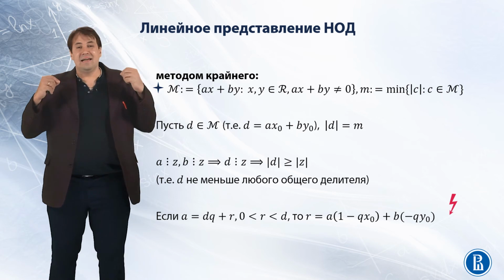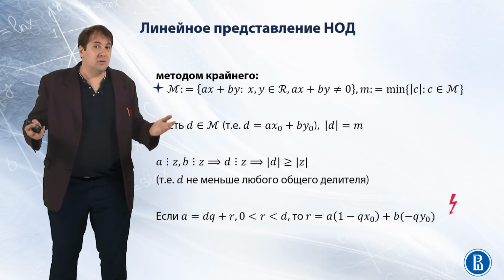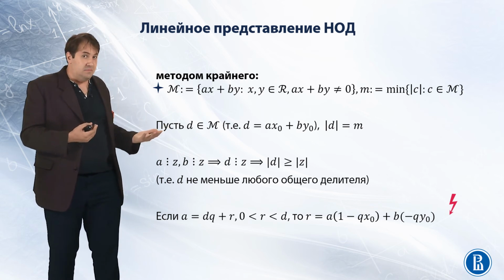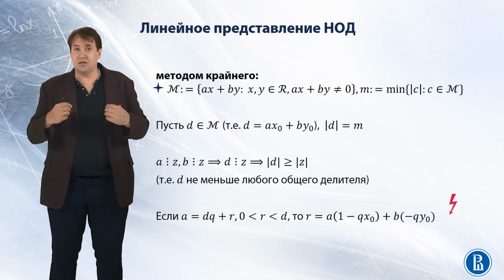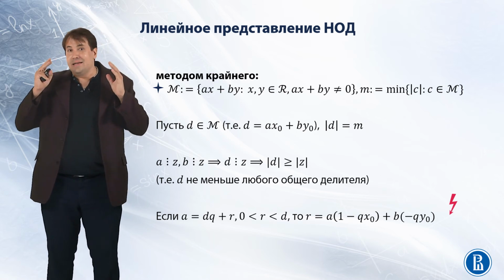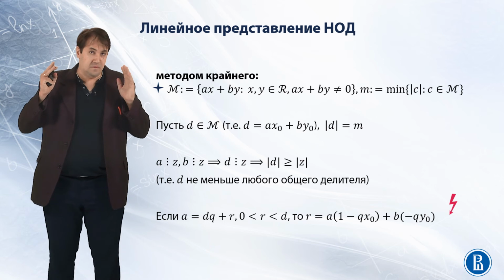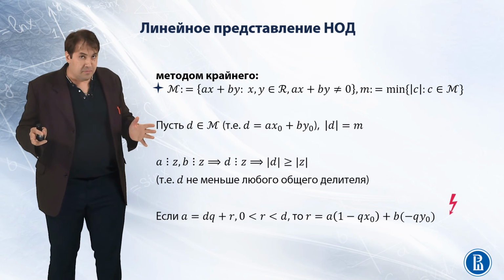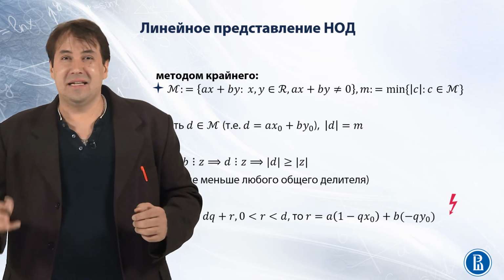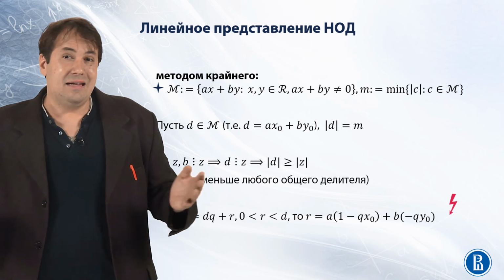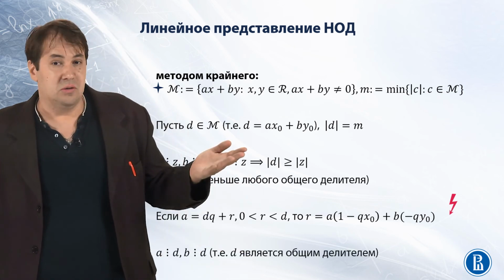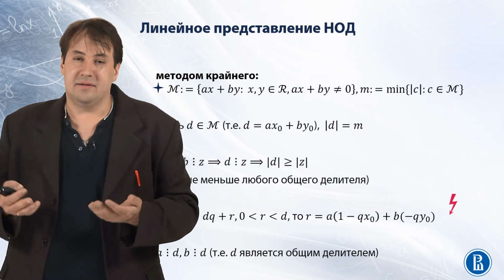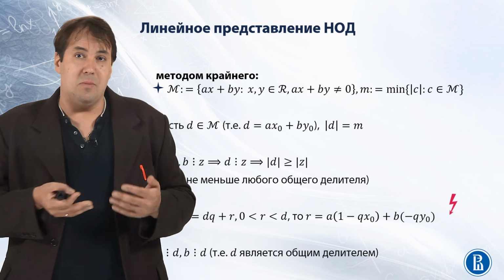So we get that r is also linearly represented in a and b, but r is less than d, which is a contradiction because we took d to be the least element of our Euclidean ring such that it can be represented linearly using a and b. From this it follows that a is divisible by d, and similarly b is also divisible by d. So we can state that d is actually a common divisor.